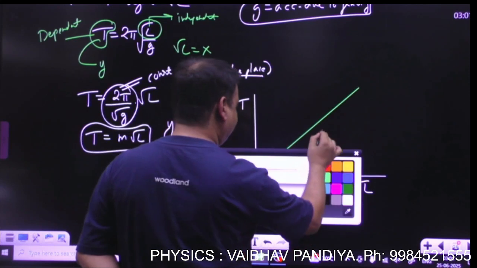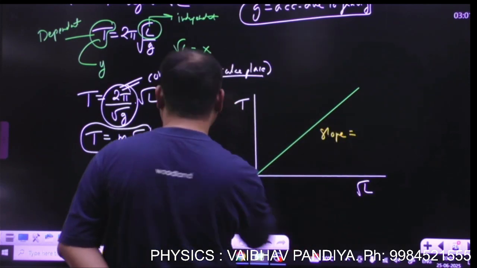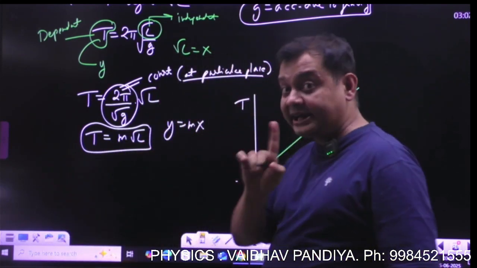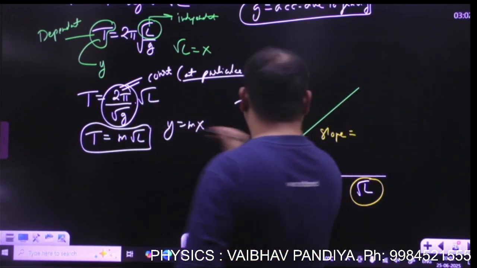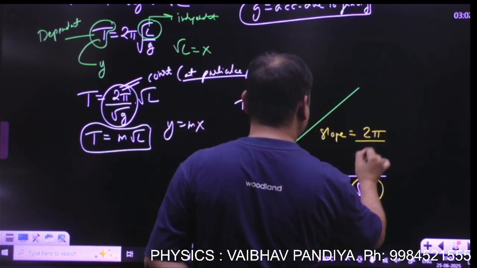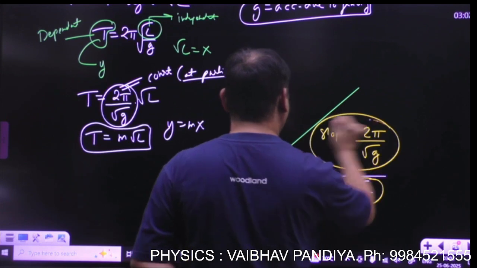And what will be the slope of this graph? The slope is the coefficient of the independent variable, the one which you are plotting on the horizontal axis, root L. So the slope is 2 pi by root G. This will be the slope.